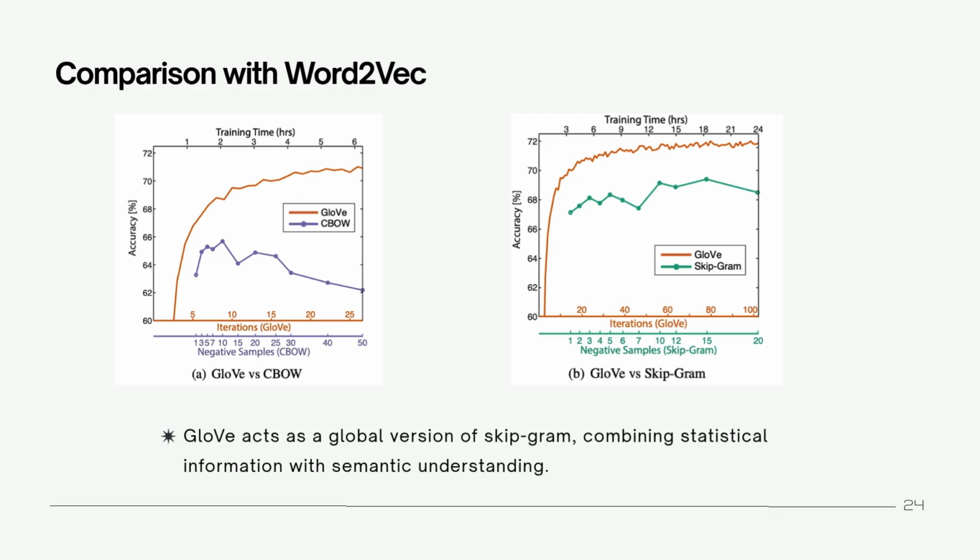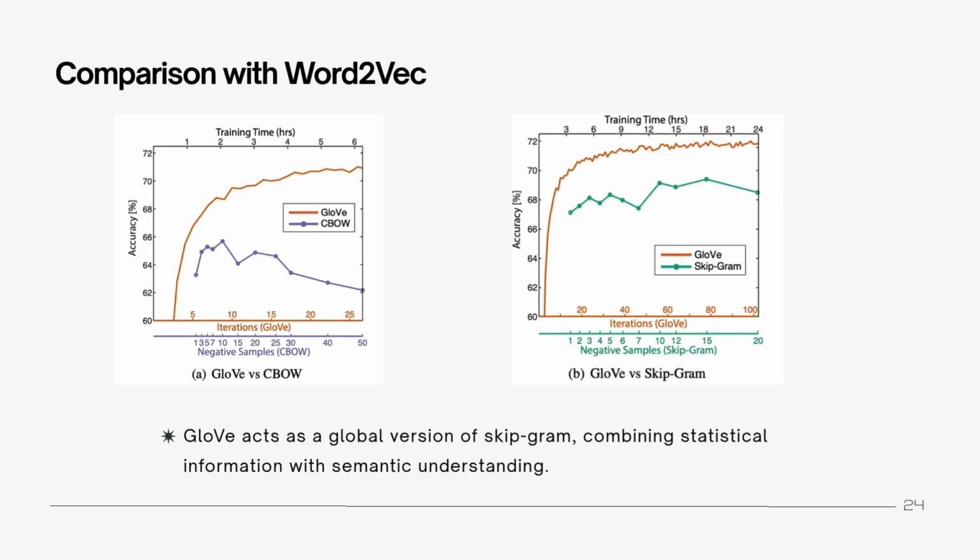Here on the left side, we are comparing GloVe with CBOW, and on the right side, GloVe with skip-gram. The y-axis represents accuracy and the x-axis represents training progress. If you observe both graphs, the first thing you'll notice is that GloVe's curve rises quickly and then stabilizes at a higher accuracy. This means GloVe is able to learn strong word representations efficiently and consistently. In comparison, CBOW and skip-gram models show more fluctuations and generally achieve lower accuracy. CBOW in particular seems less stable and performs worse as training progresses, while skip-gram performs better than CBOW but still does not consistently match GloVe's performance.